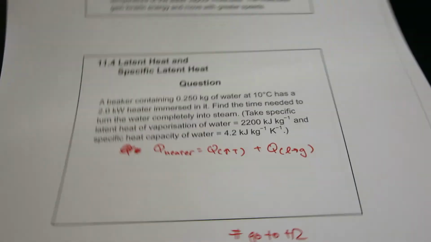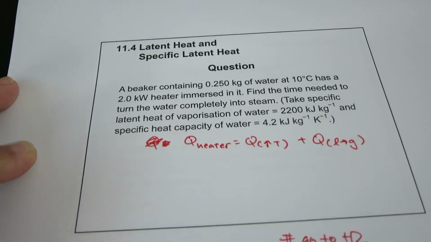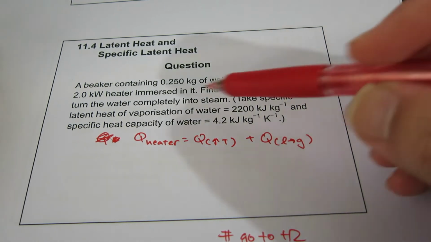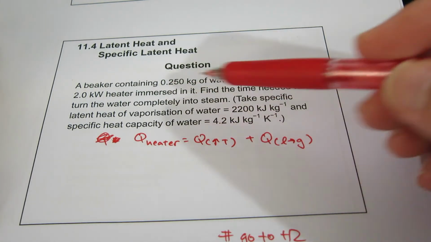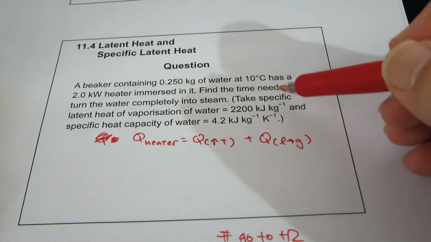Alright. And then I'll go through this last question. Okay, we can do this together. Alright, so a beaker contains 0.25 kilograms of water, and the water is at 10 degrees Celsius. You immerse a heater of 2 kilowatt in it. Find the time needed to turn the water completely into steam.